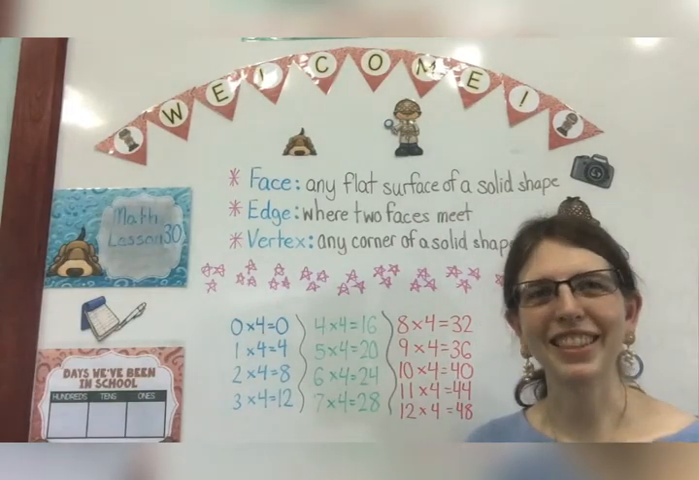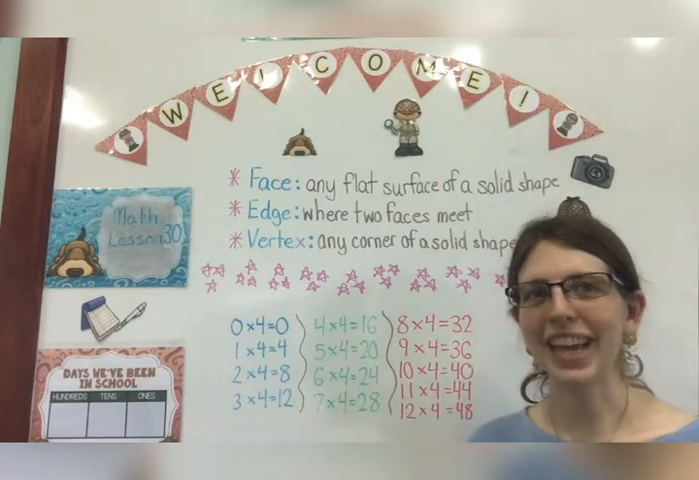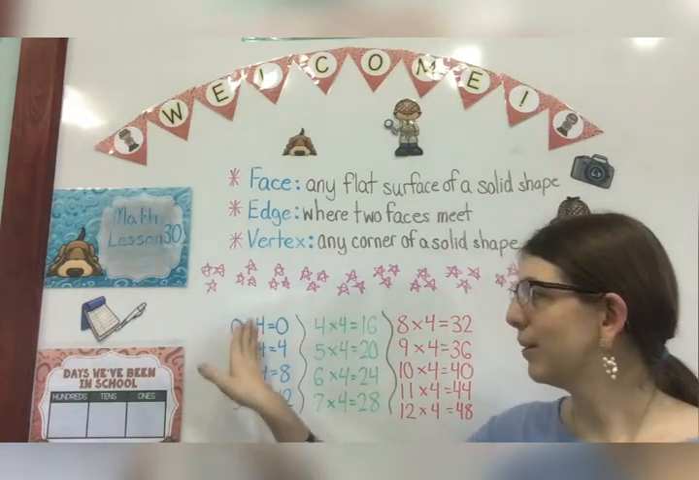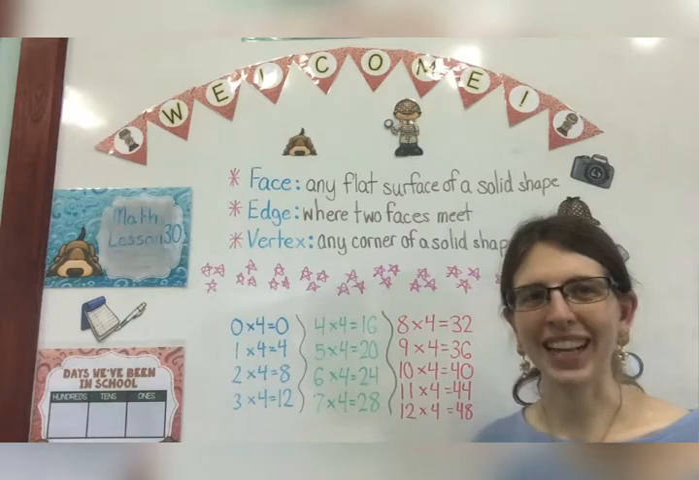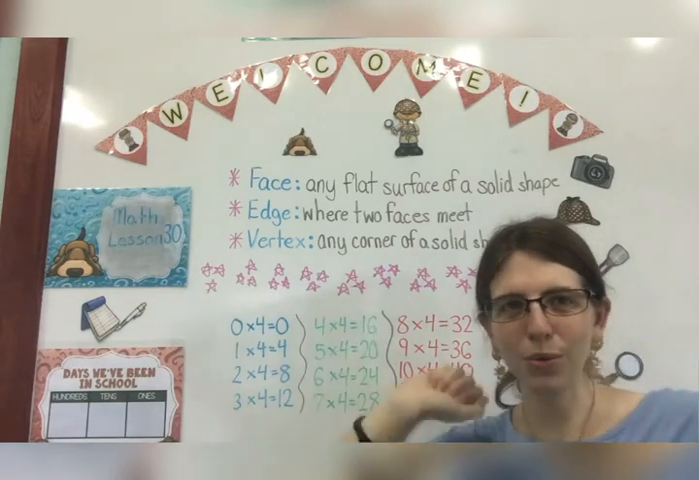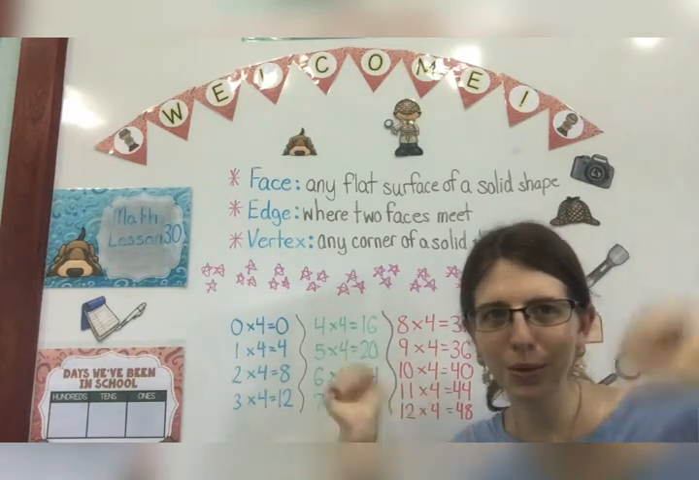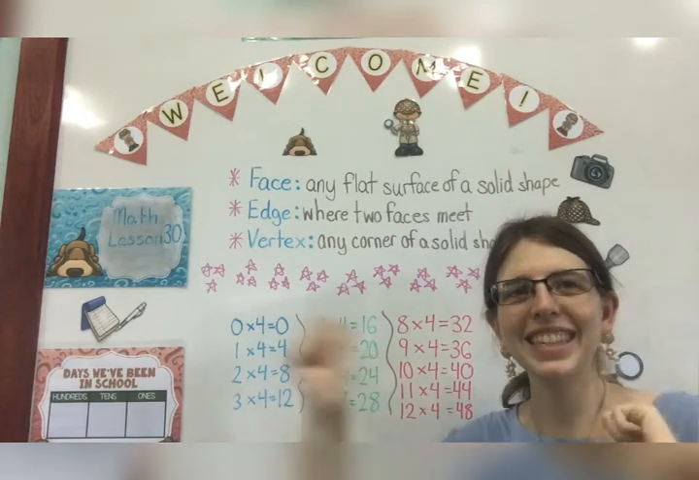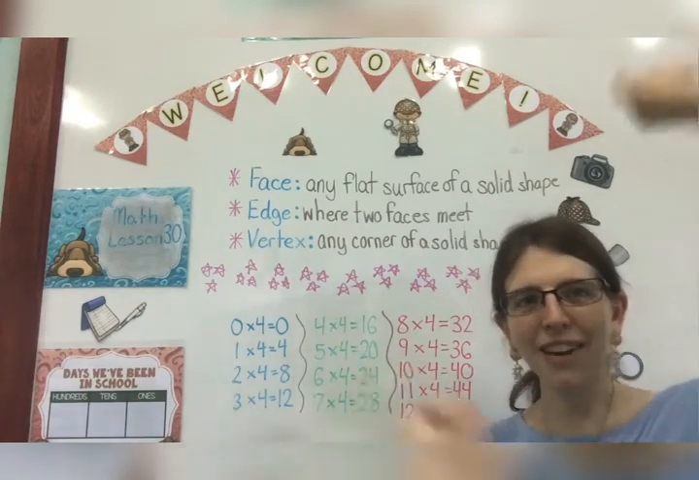Welcome to Math Lesson 30. Let's get started with your multiplication tables. The blues, we're going to read in our most excited voice, like you're a cheerleader. Woohoo! Get ready, get your pom-poms. Woo! Here we go. 0 times 4 equals 0.